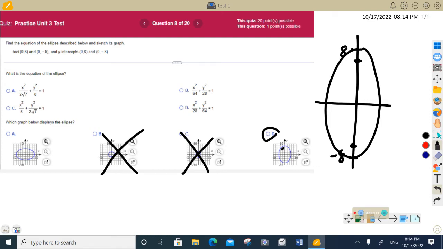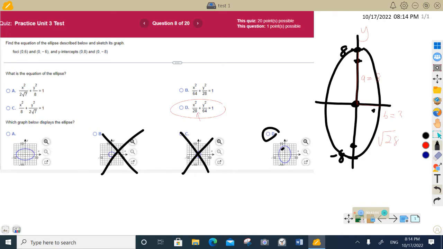So the major axis from the center to the outer edge is going to be your A. So that's 8. And then the distance from the center to the minor vertex is going to be your B, which we don't know what that is right now. But since y is the major axis, 8 squared should be under y. So 8 squared is 64. This is the only one of those that works. Now, this distance right here, B, apparently is the square root of 28, because when you square that, you get 28.